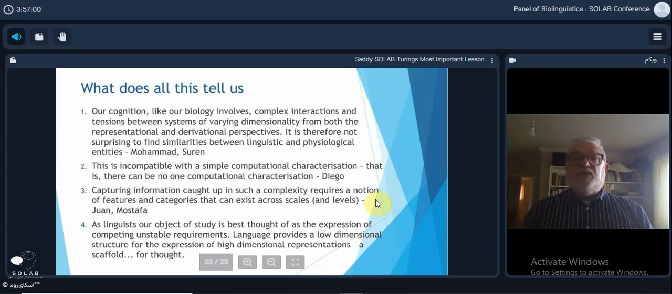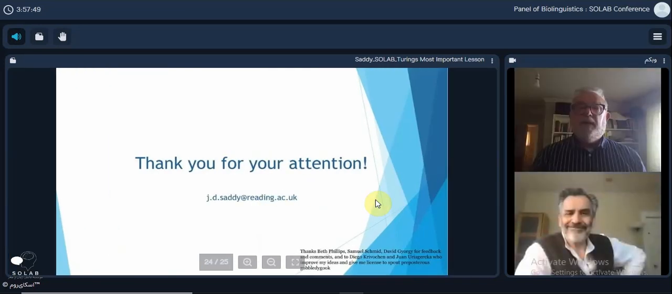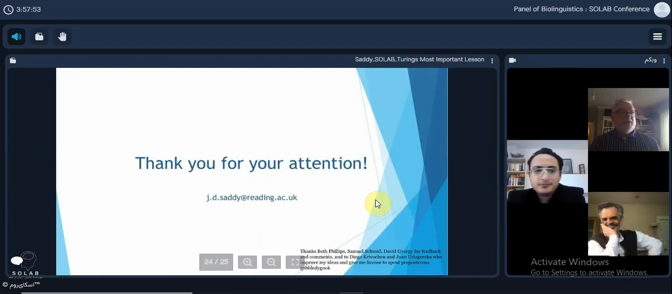So this is consistent with what Diego was telling us. And capturing the information caught up in such complexity requires a notion of features and categories that can exist across scales and levels. And I think that this is quite consistent with this work that Juan described and also that Mustafa was talking about. So, final point is, as linguists, our object of study is best thought of as an expression of competing unstable requirements. Language provides a low-dimensional structure for expression of high-dimensional representations, and therefore it's a kind of scaffold for thought. And that's it. Thanks for your attention, and thanks to everybody else who's helped me come up with these crazy ideas.